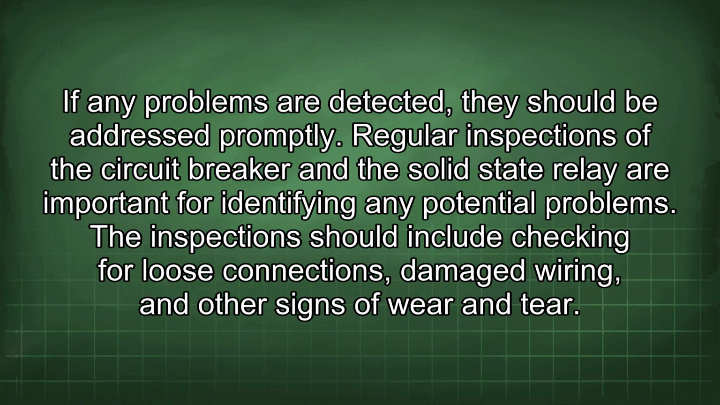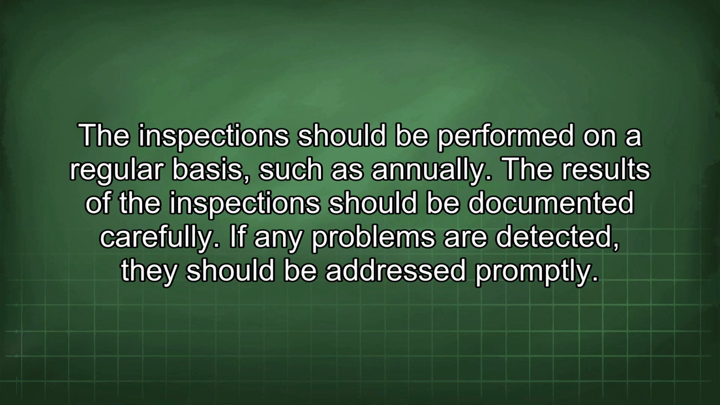Regular inspections of the circuit breaker and the solid-state relay are important for identifying any potential problems. The inspections should include checking for loose connections, damaged wiring, and other signs of wear and tear. The inspection should be performed on a regular basis, such as annually. The results of the inspection should be documented carefully. If any problems are detected, they should be addressed promptly.